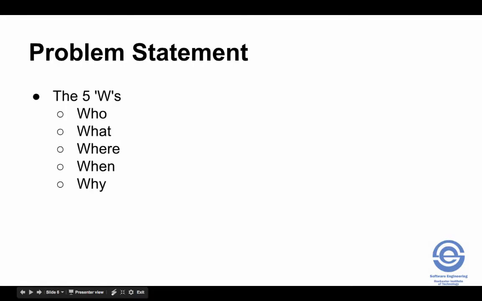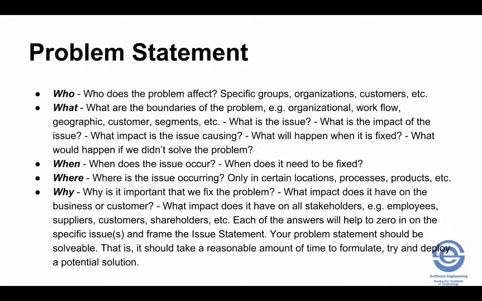Problem statements usually contain the 5 W's, and some examples of these for who, what, where, when, and why. The who would be: who does the problem affect? Are there specific groups, organizations, customers, different systems? Who is being affected by the problem that you're describing? And the what, you could think of as: what are the boundaries of the problem, organizational flows, maybe specifically what the issue is, and so forth.